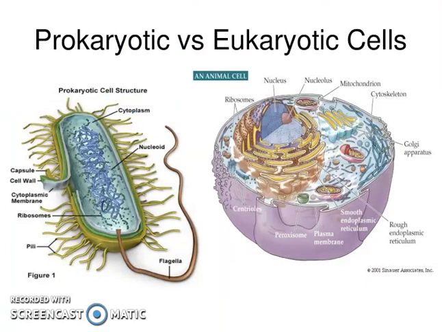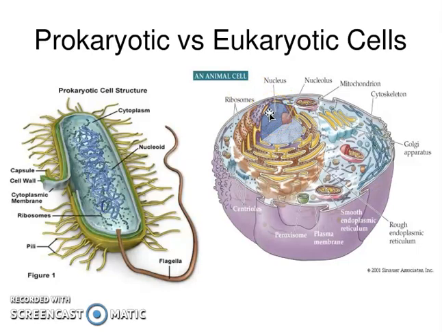The first thing that I want to cover is cells. All life is made up of cells, and cells are the smallest unit of life. When we talk about cells, there are only really two major types: prokaryotic cells and eukaryotic cells. The biggest difference between them is that prokaryotic cells do not have a nucleus, whereas eukaryotic cells do. The nucleus is defined as a membrane region that contains DNA, and you can see that right here.